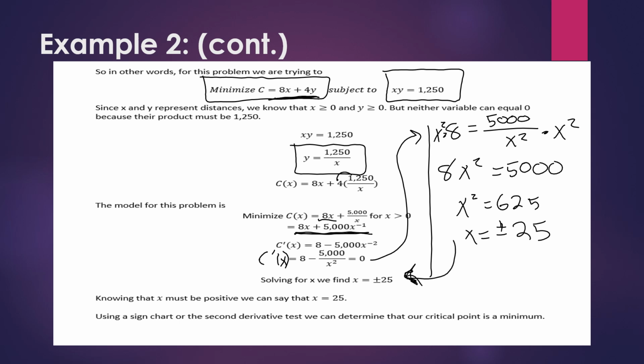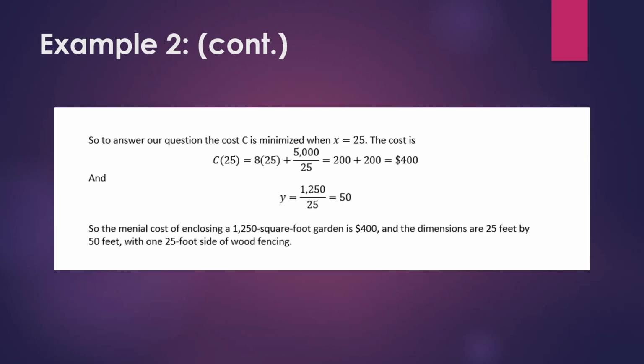But we also know that x has to be positive, so that gets rid of our negative root here, and we know that x equals 25 is a critical value. So now using a sign chart, we can determine what our critical points are for a minimum. And it's going to come out to be that x is 25 will be the minimum. We didn't go through the domain in this problem, but we know that x has to be at least 0 and y has to be at least 0. But if we plug in the values that make x and y 0, then our area is stuck being 0. So 25 is our only candidate.